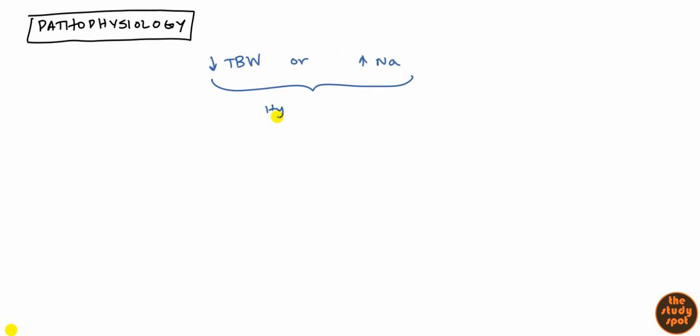So now let's go ahead and get started into the pathophysiology of hypernatremia more specifically. So hypernatremia can occur because of 2 broad reasons. Either there's going to be a decrease in the total body water without the sodium, or there's going to be an increase in sodium without a subsequent increase in water. So either of these 2 scenarios will lead to hypernatremia.